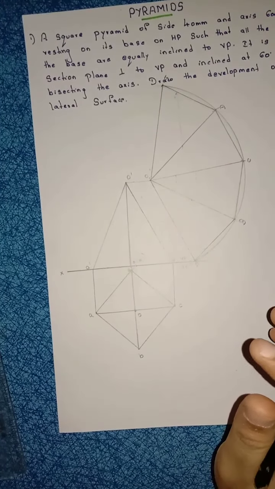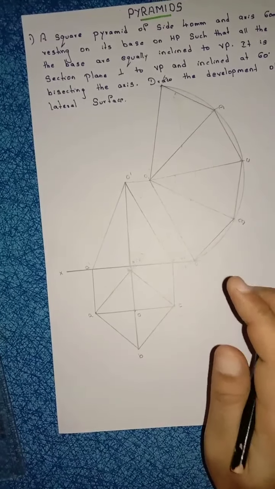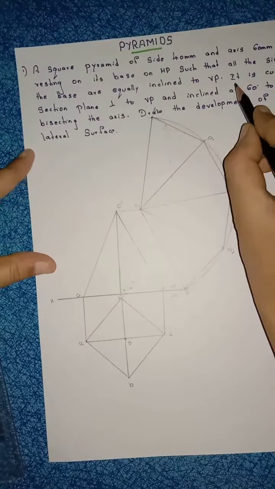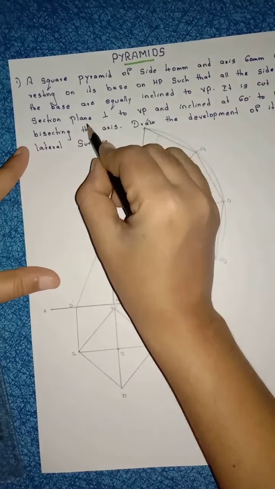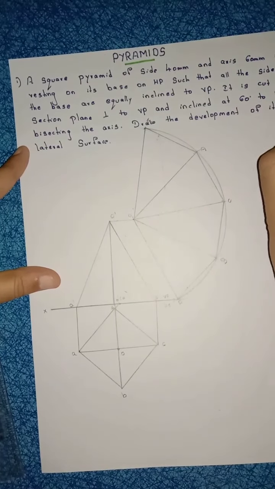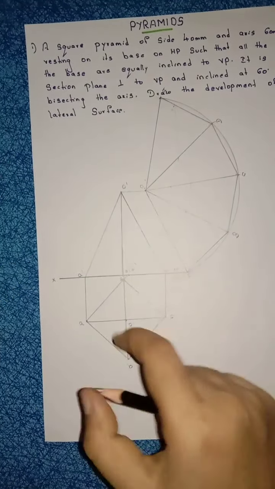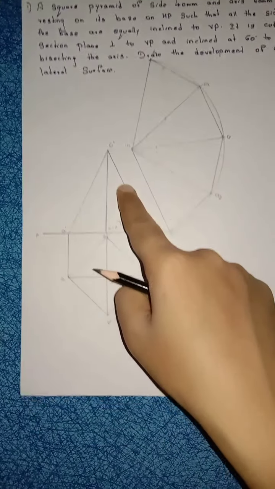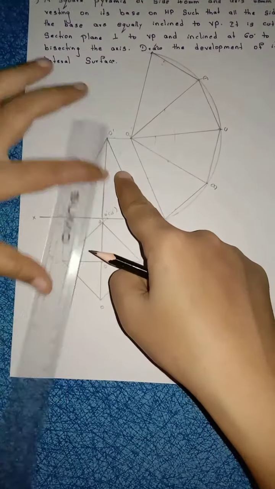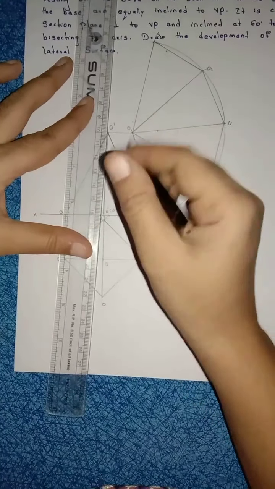Now in this question they mention the sectional plane. Now let us see where we have to construct the sectional plane. It is cut by a section plane perpendicular to VP and inclined at 60 degrees to HP, bisecting the axis. 60 degrees to HP means I should construct the sectional plane here. Bisecting the axis means mark the midpoint for the axis line.